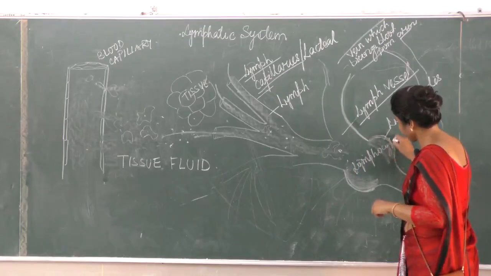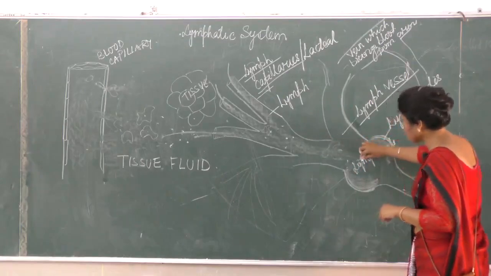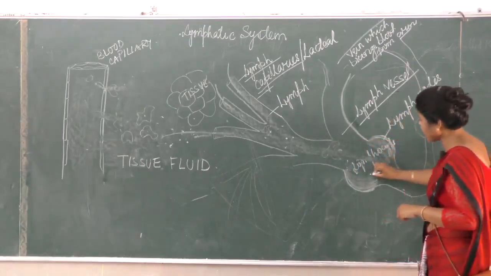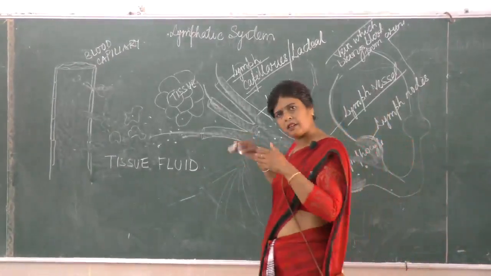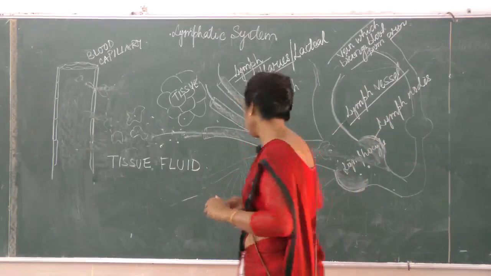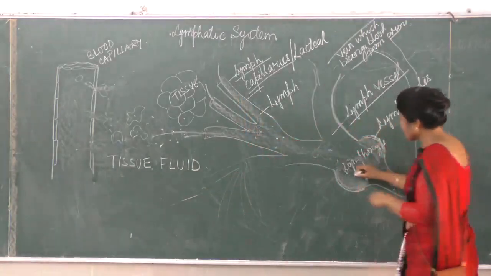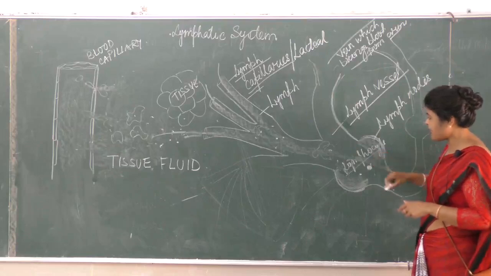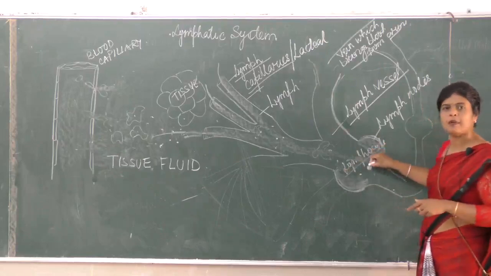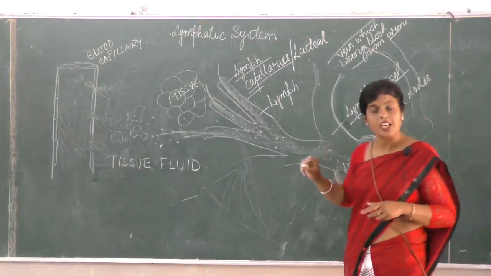Here in the nodes are present lymphocytes. Okay, and this lymph is moving. It still has the pathogens, because all the pathogens cannot be engulfed by the WBCs which are following. Now, what is the function of lymphocytes? These are the pathogens. Pathogens have antigens. The lymphocytes immediately start producing antibodies.